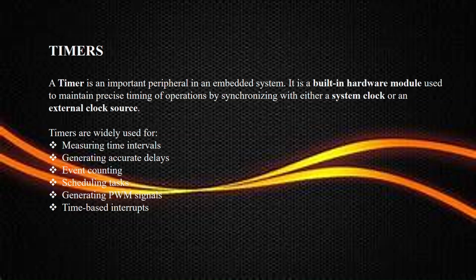Next, timers. Timers are hardware modules used to measure time intervals and generate delays. They are used for scheduling tasks, event counting, and time-based interrupts. In this project, timers help to control cooking time.